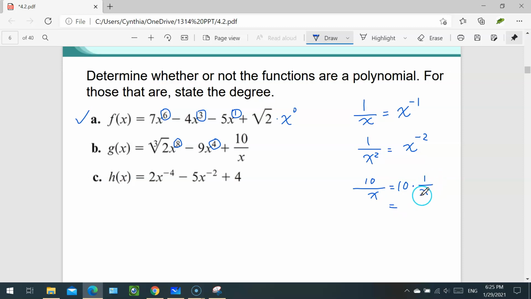Now 1 over x is a power of -1. So just because this term is 10 multiplied by x to the power -1, this function is not a polynomial. Even though the other two work, right? They are polynomial terms, but this term is not. As long as there's one term that is not a polynomial pattern, then we have to reject the function as a polynomial. Look at C. The first term has power -4, so we stop. This is not a polynomial.